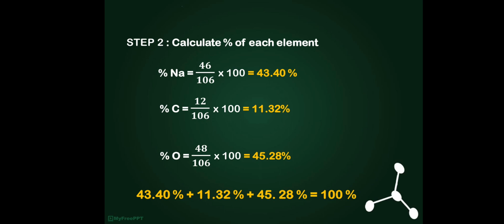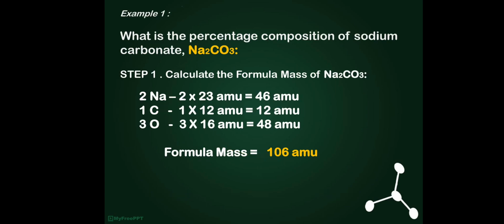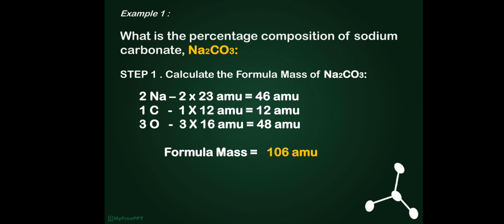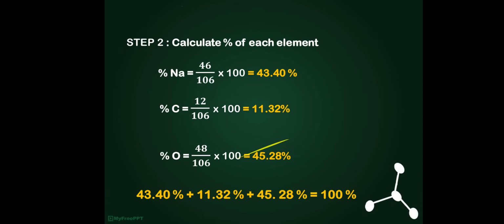So the percentage equals 46 because it is the result of how to calculate the formula mass. Itong 2 times i-formulate mo, 2 times 23 atomic mass units. So the answer will be 46. So dyan natin nakuha si 46. So 46 over 106 multiplied by 100 is equal to 43.40 percent. So that would be the percentage of the element sodium.